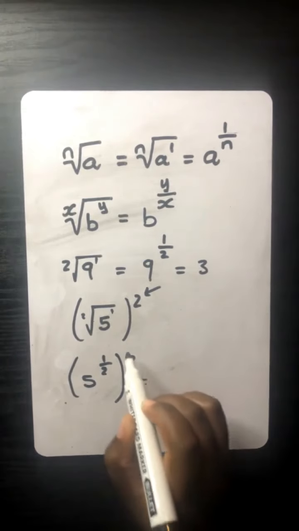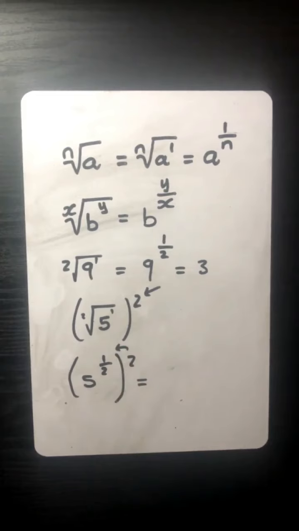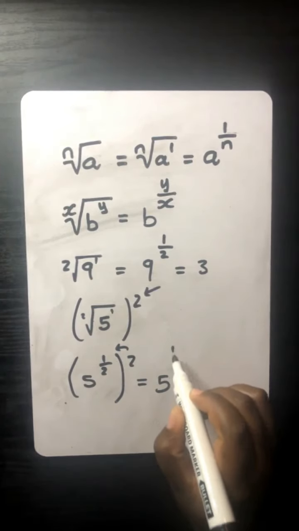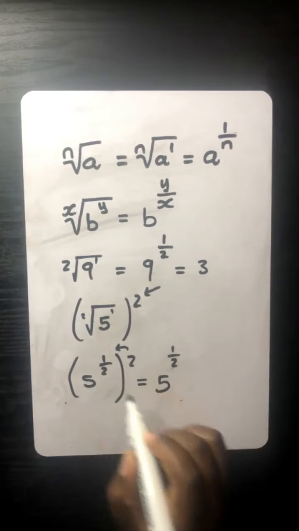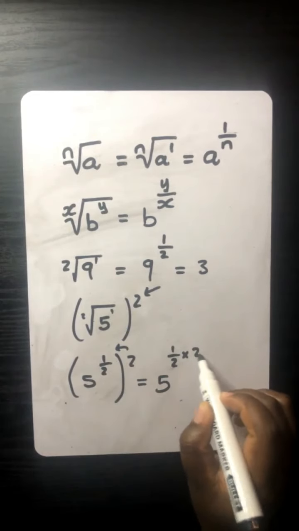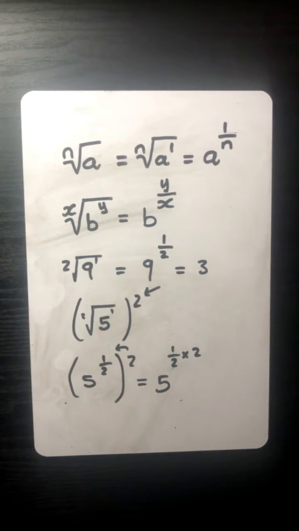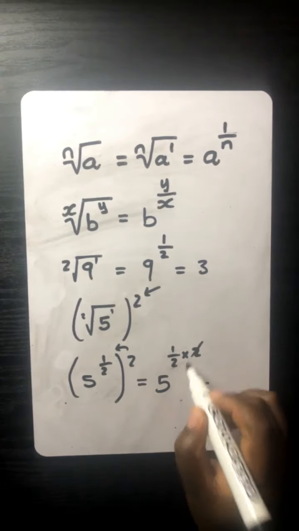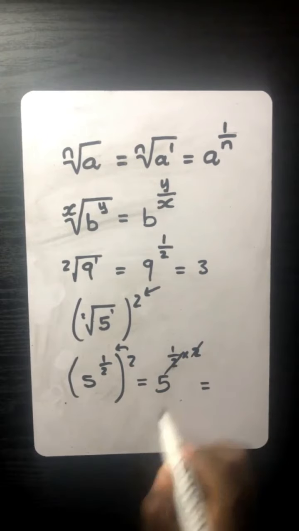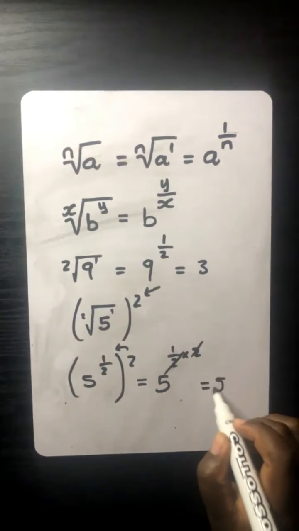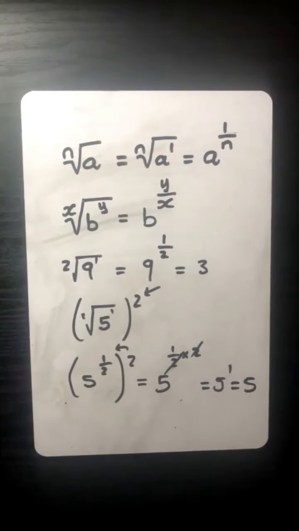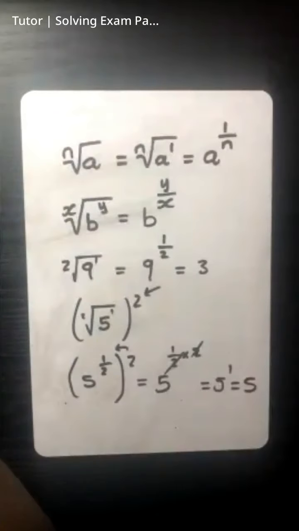Then, obviously, you multiply the exponents. So you've got 5 to the exponent 1 over 2, multiplied by 2. Half multiplied by 2, this cancels, that cancels, and you remain with an invisible 1. It makes it 5 to the exponent 1, which is the same as 5. So that is why they say when you remove a square root, you multiply by 2.